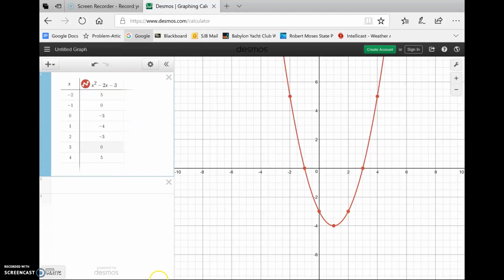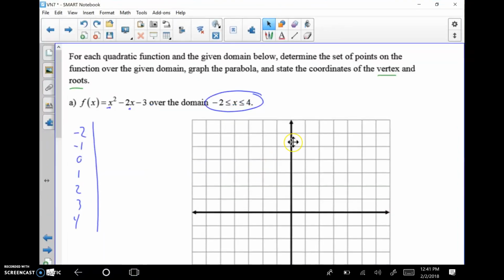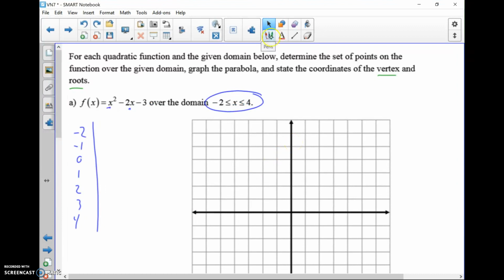But let me see. I want to take this table over here. So negative 2, 5, negative 1, 0. Let me get back to a pen here. So negative 2, 5, negative 1, 0.